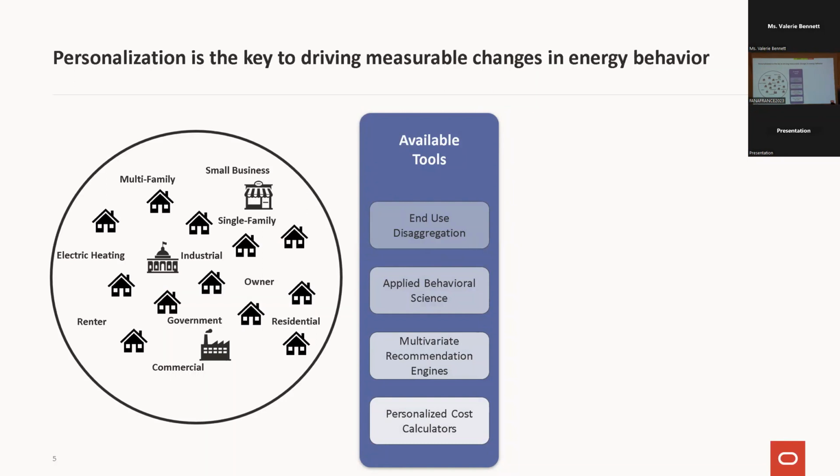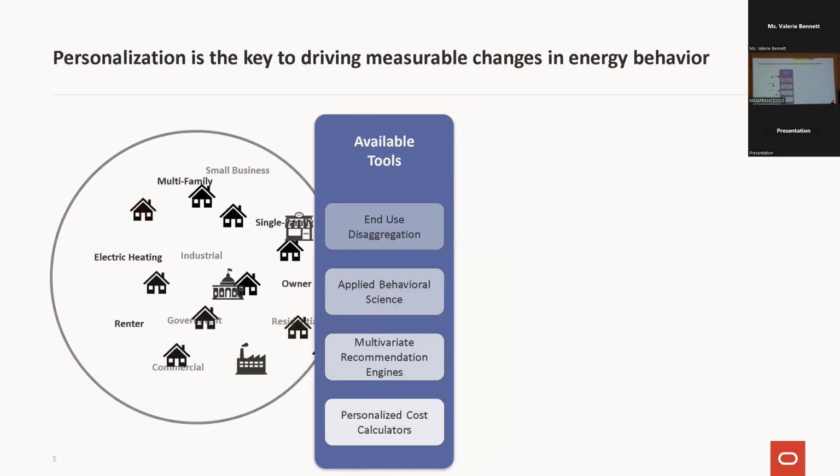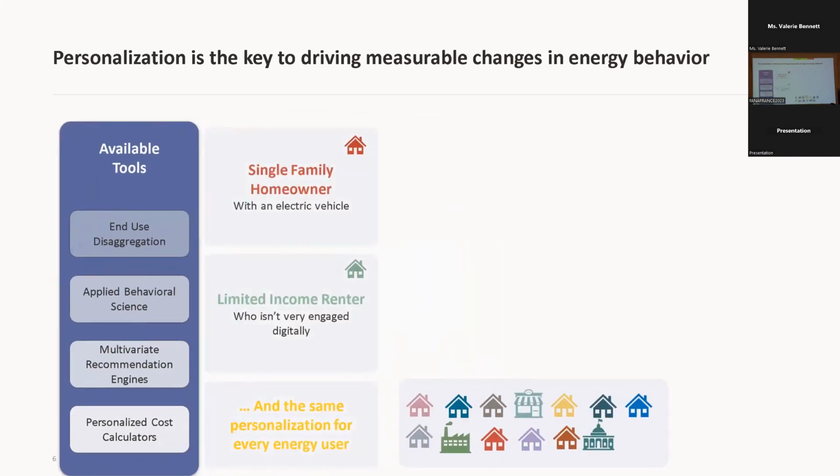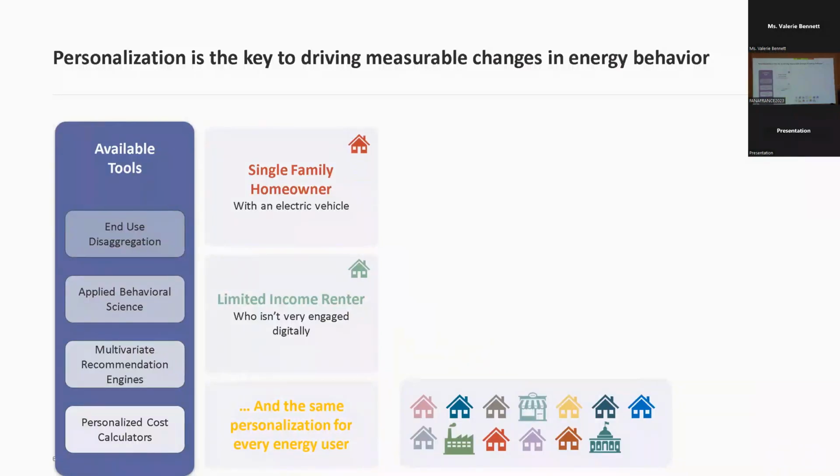That's important because when we can apply these tools to that mess of data, we can do some remarkable things. We can move from a clump of difficult to understand data to actually go and recognize how users are using energy. We can find out, for example, that maybe one residential homeowner is in a single family home with an electric vehicle. That person has a very different profile and should be communicated with differently than a limited income renter who's not particularly digitally engaged.